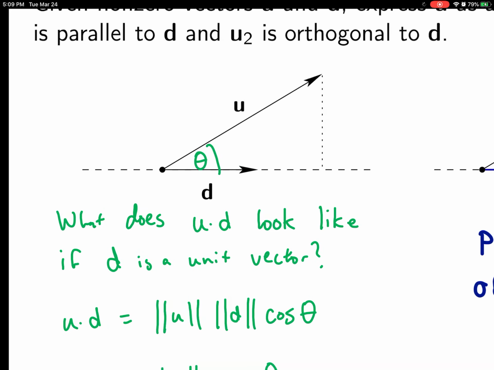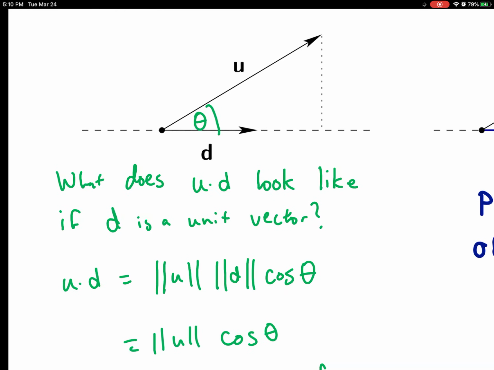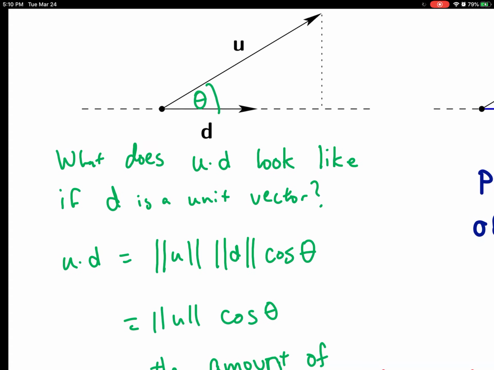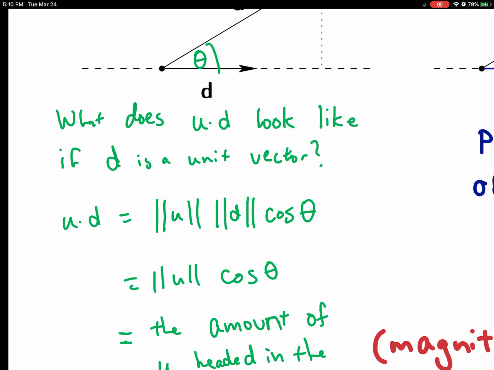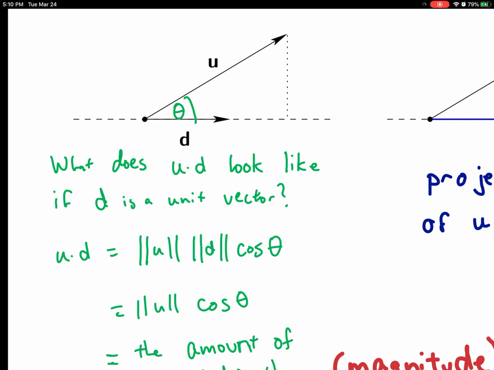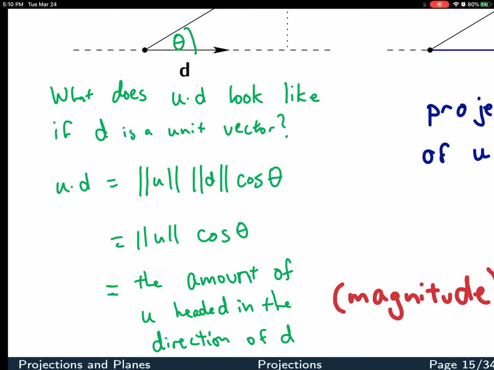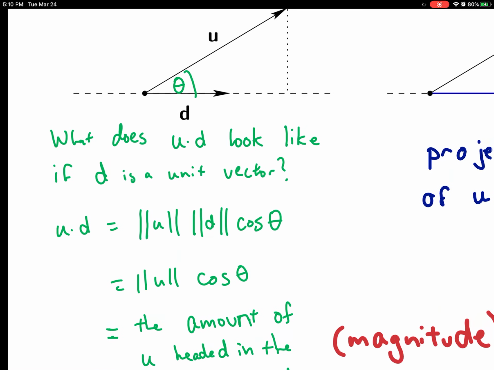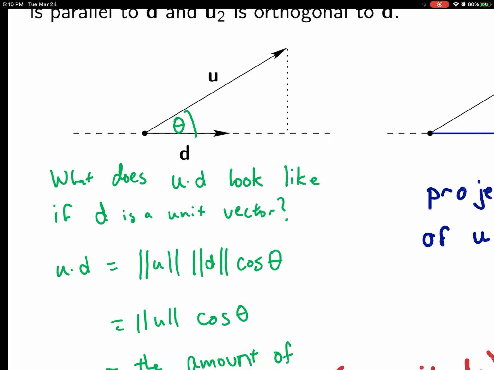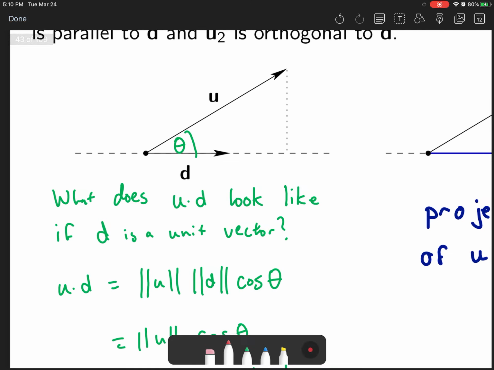Well, we take this dot product, we use the formula, but the magnitude of d is 1, so that can just drop out. We're multiplying here. And we get the magnitude of u times the cosine of theta. And that should be fairly familiar. I mean, working from geometry in the unit circle, really, the magnitude of u times the cosine of theta is just the amount of u headed in the direction of d. It's just this length. Let's see if I can do this.